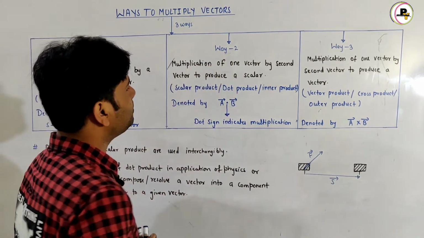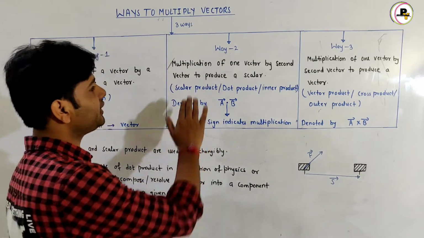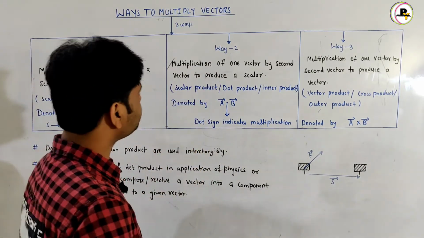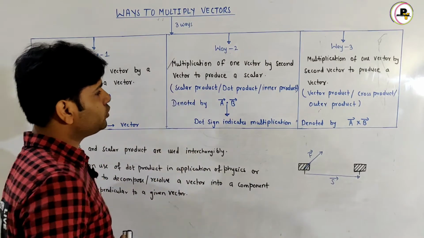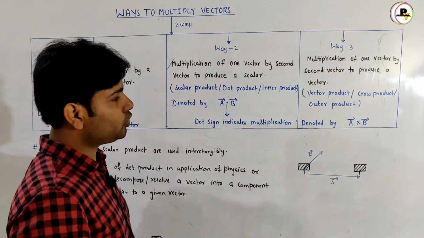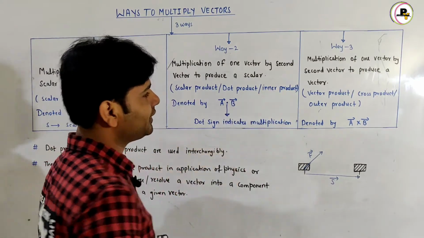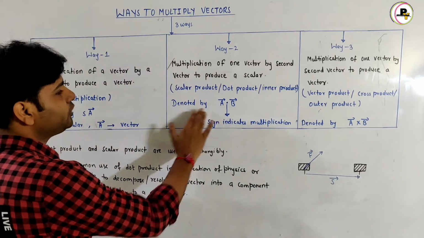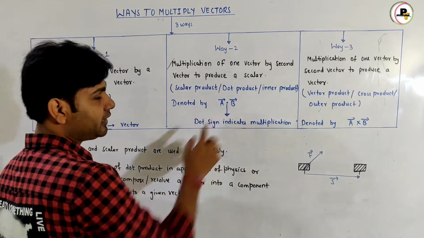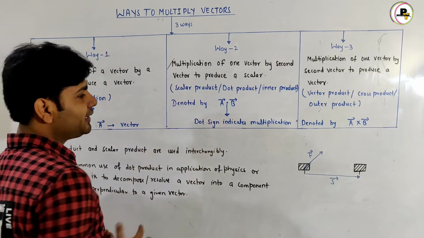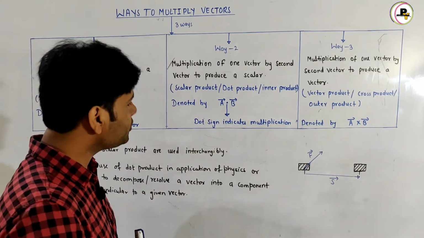Way number two is multiplication of one vector by a second vector to produce a scalar, and this is also called scalar product or dot product, sometimes also called inner product, and it is denoted by vector A dot vector B. Here the dot sign is used to indicate the multiplication.